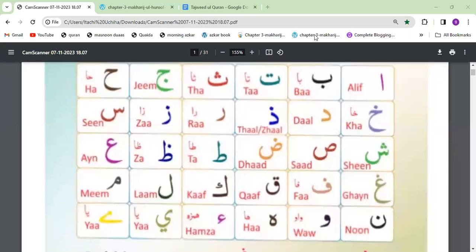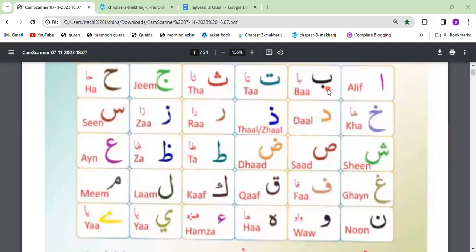Perfect. Okay, let's continue our class. We were discussing the letters. To pronounce Alif, we have to use the oral cavity, Jawf ad-dahan. To pronounce the letter Ba, we have to use our lips, ash-shafatan, right?